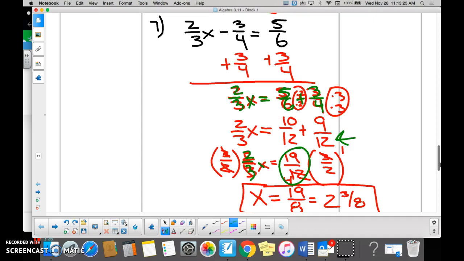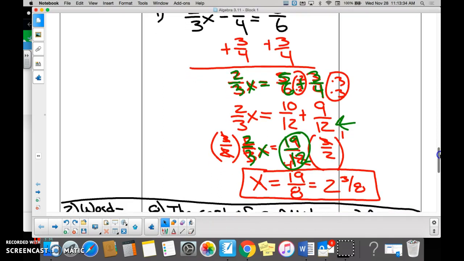This is how our problem looked. 2/3 x equals 19/12. And then you guys, again, got x alone by multiplying by the reciprocal.